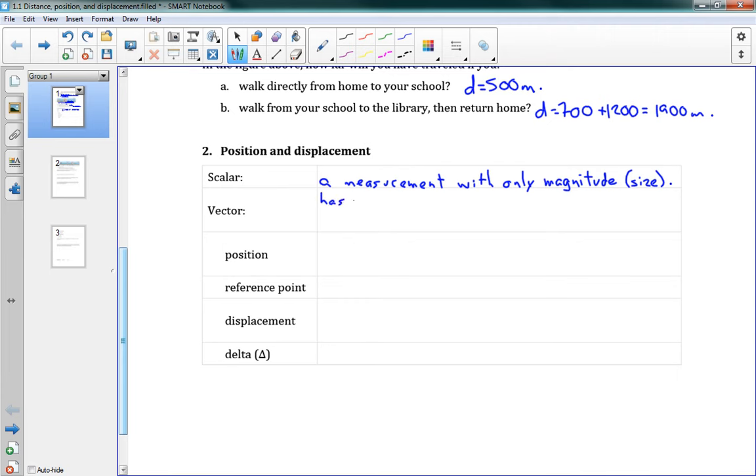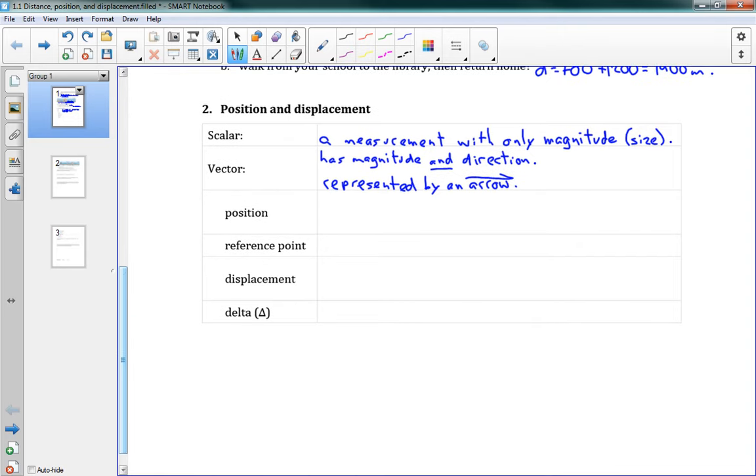A vector has magnitude and direction. So a vector has a magnitude and a direction, and it is represented by an arrow. And for instance, if arrow was my variable, I would put an arrow like that over it to mean that it is a vector. Okay. So now that we have those terms, let's talk about position and displacement. Position is sort of like distance, but it's a vector.